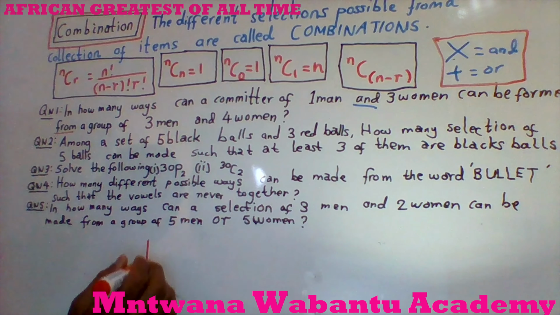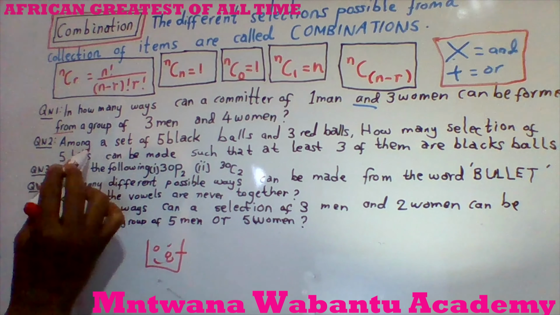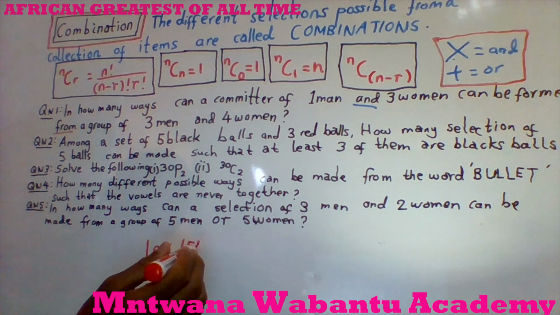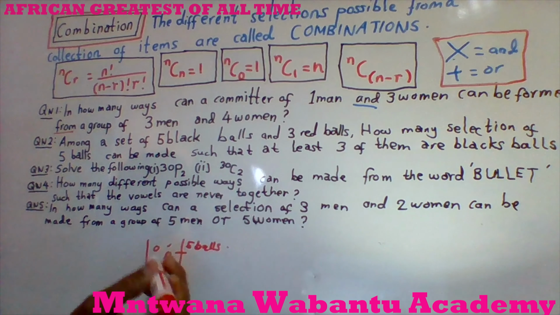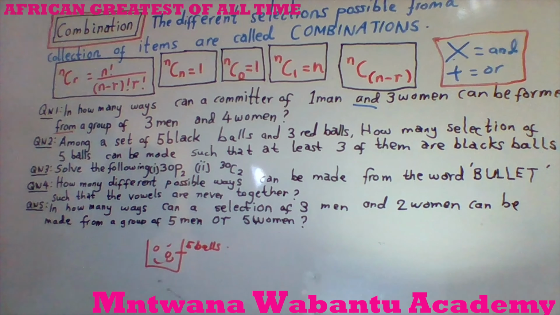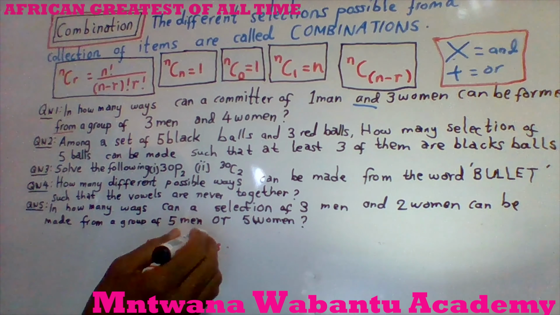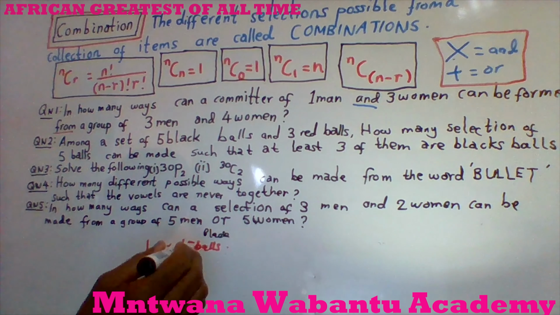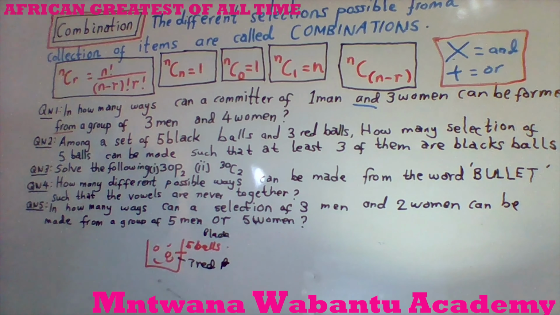Let's say we got a box. This is a box, and we got a lot of balls here. So how many balls do you have inside? Among the set of 5 balls... So here we have 5 black balls, and you got 3 red balls.